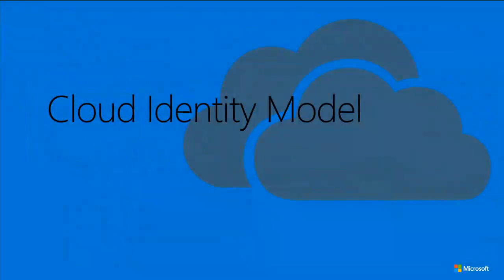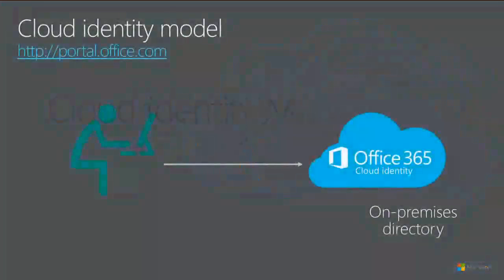So let's back up a little bit. Let's talk about the cloud identity model. So the cloud identity model is for the user that doesn't have a local Active Directory, doesn't have a local login, and it's managed through portal.office.com. And the user is just signing into Office 365, and that authentication takes place in Azure Active Directory.